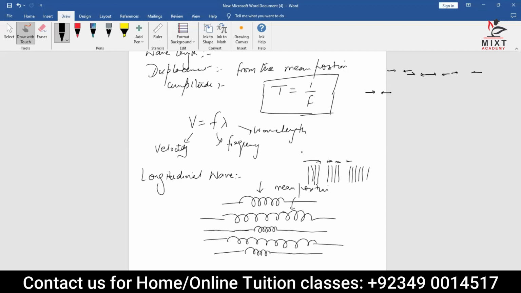Now, my point is which way the wave motion is, from left to right, and which way the particle motion is. Initially it was perpendicular, right? Here, the direction of the motion of the wave and the particle motion will be what? Parallel or perpendicular? Parallel.